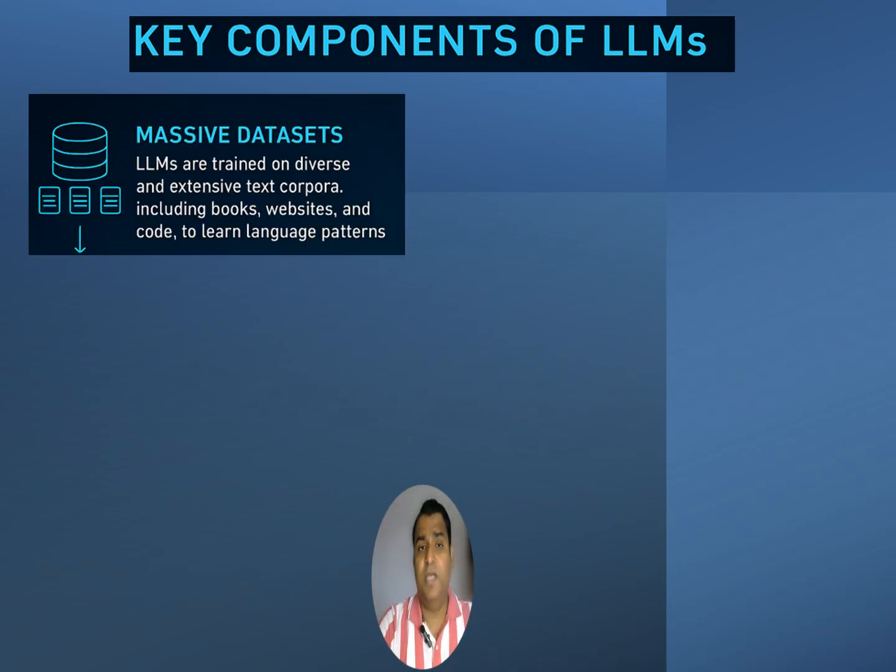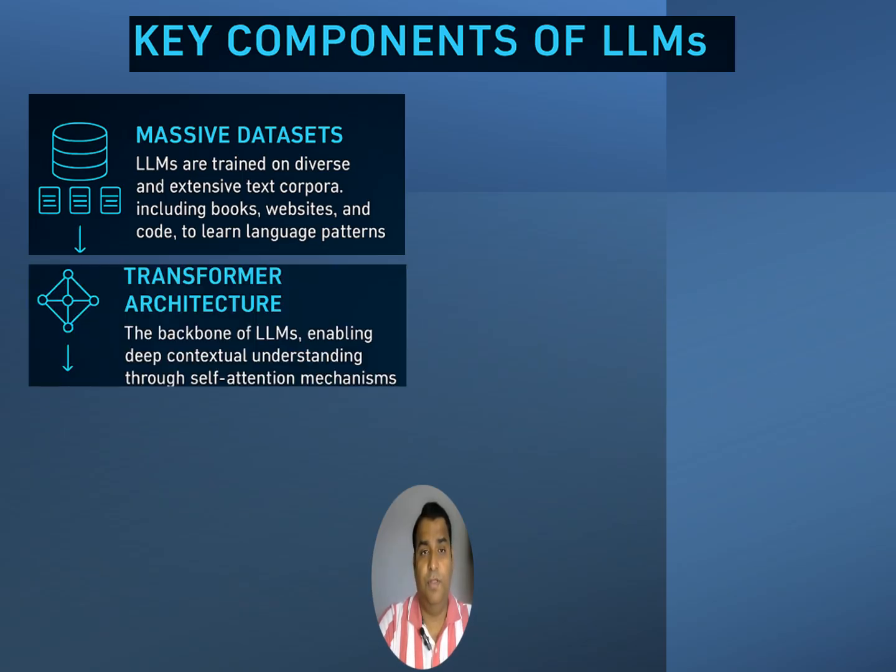The key components of large language models: the first is massive datasets. LLMs are trained on vast and diverse text corpora that can be books, websites, articles, and tools to learn rich language patterns and semantics. The transformer architecture, the foundation structure of LLMs, uses self-attention to model complex relationships between words in context.